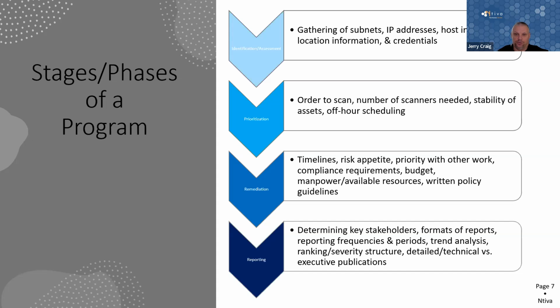Then prioritization. What order do I scan? How many scanners will I need? The stability of the assets. Are they almost leveraged and pegged out from a CPU, RAM, hard disk perspective? Are they near 100% utilization at the time you want to scan? Do you need to scan in off hours and schedule that differently? There's pros and cons to all of this, right?